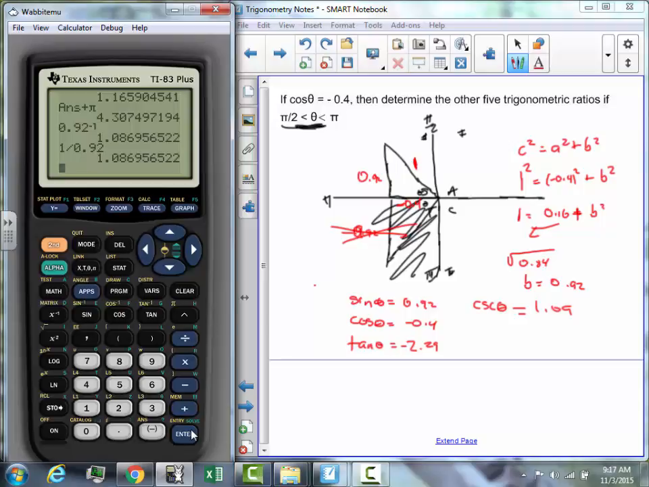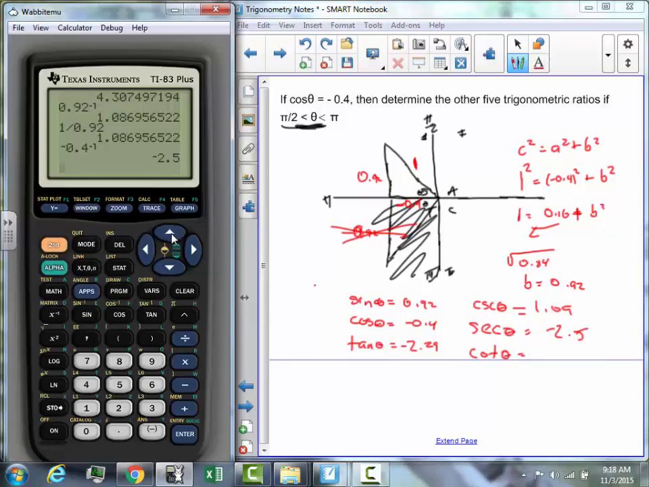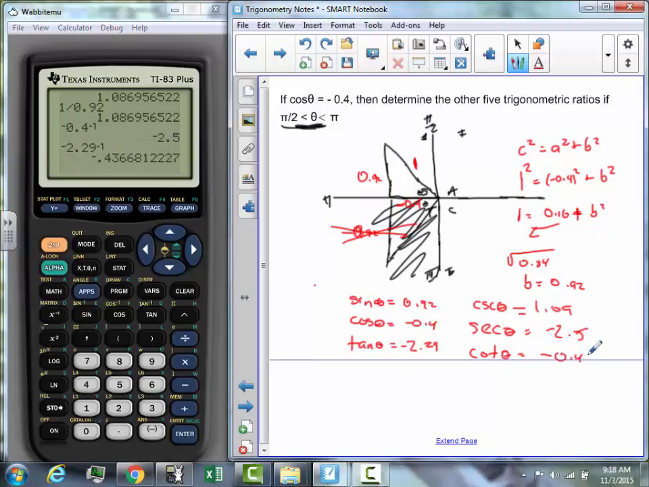So you can do the same thing with the cosine one. You can just reciprocal it by taking -0.4. Reciprocal, so secant would actually be -2.5. And cotan, you can just take this guy right here and do the same thing. If I could go back up and find that number, I'd use the whole number, but I guess I'll just do this, 2.29. -0.44. Does that make sense?